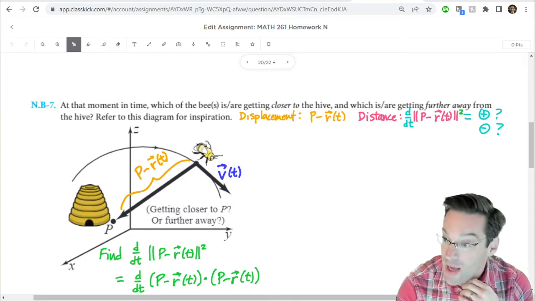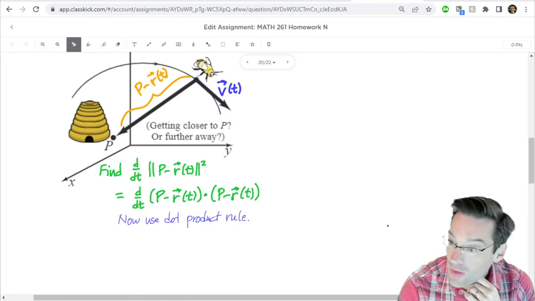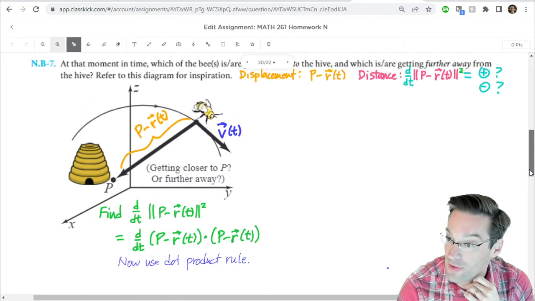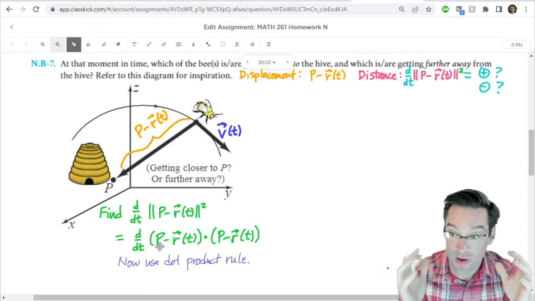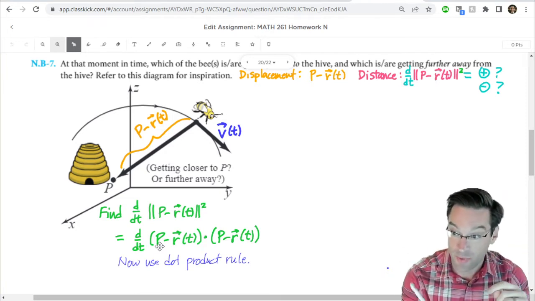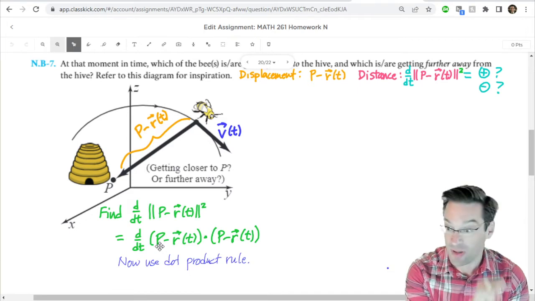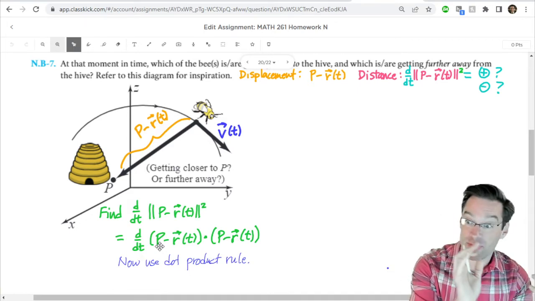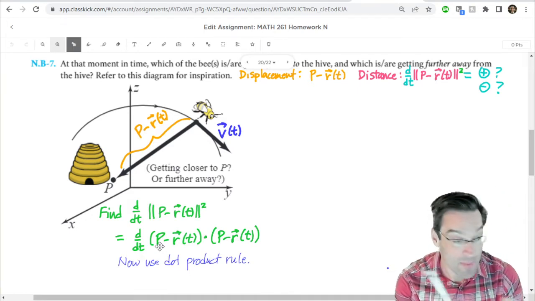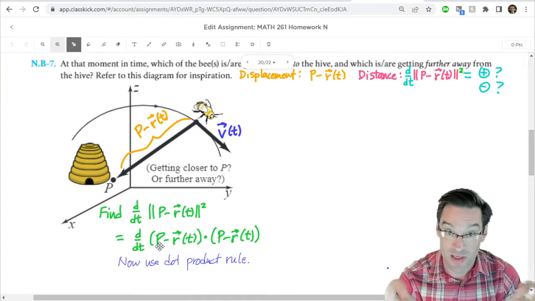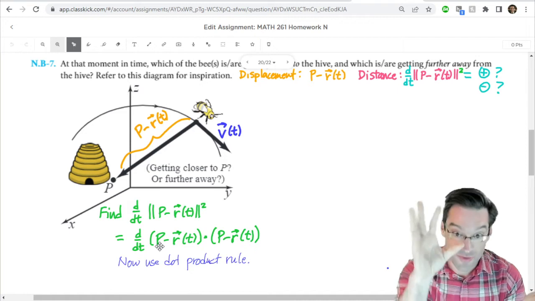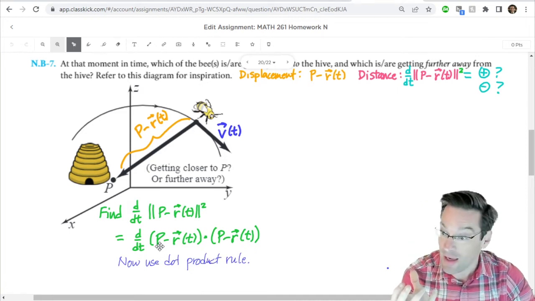When you use the dot product rule on this, you're going to get an expression that expands out, right? It's going to be the derivative of p minus r of t dotted with p minus r of t, plus p minus r of t dotted with the derivative of p minus r of t. And keeping in mind that p here is a constant, when you take that derivative of p minus r of t, that p is just going to drop out, and we're going to end up with a derivative of r.